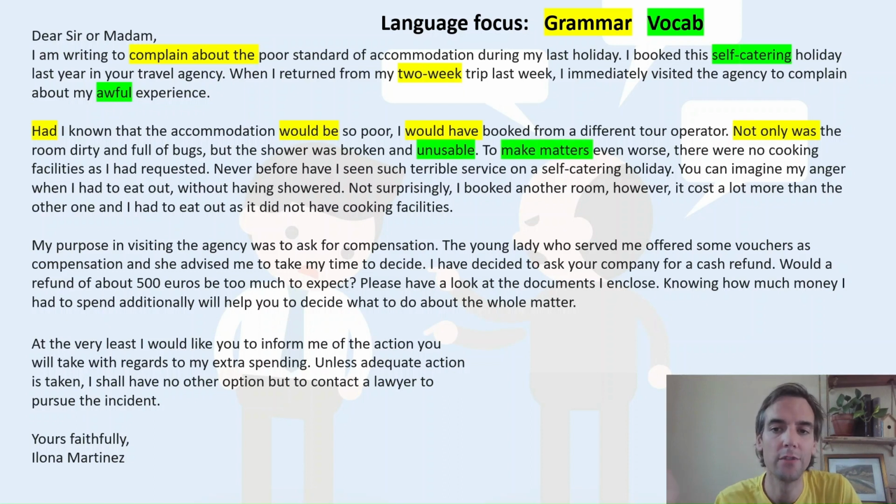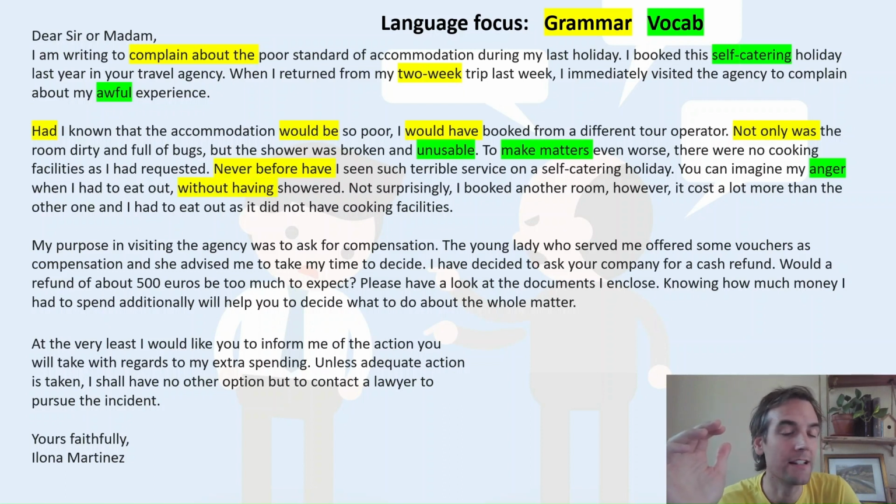To make matters worse, lovely expression, correct collocation. I get another inversion, never before have I seen, not I have seen, no, never before have I seen. Imagine my anger. Everyone knows the word angry, I am angry. Can you use it as a noun? Imagine my anger without having showered.